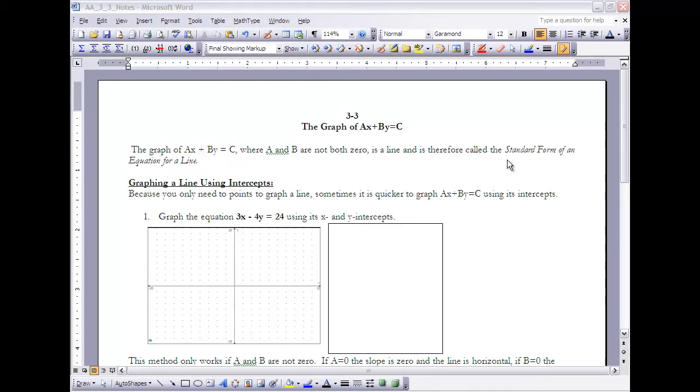Because when we graph a line, we only need 2 points, since 2 points determine a line. If we can figure out the x-intercept and the y-intercept, which we can very easily from the standard form, we can quickly graph the line without having to put it into slope-intercept form.